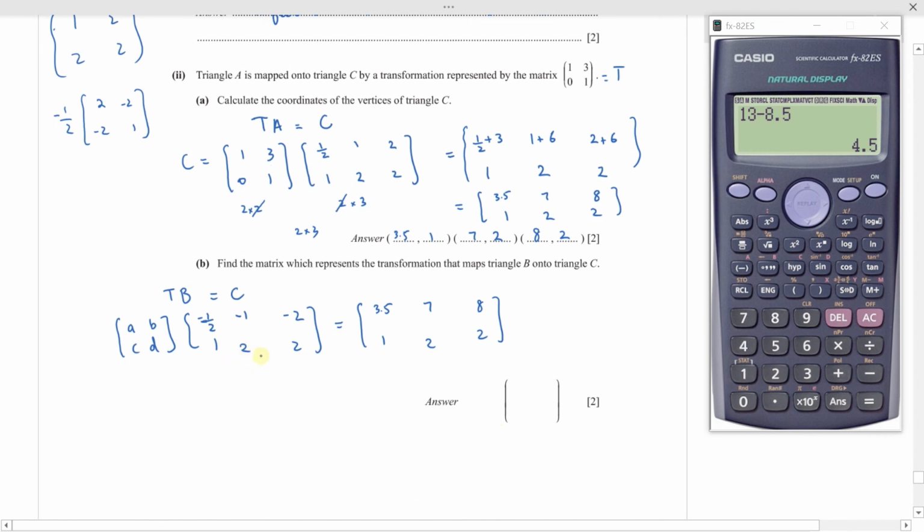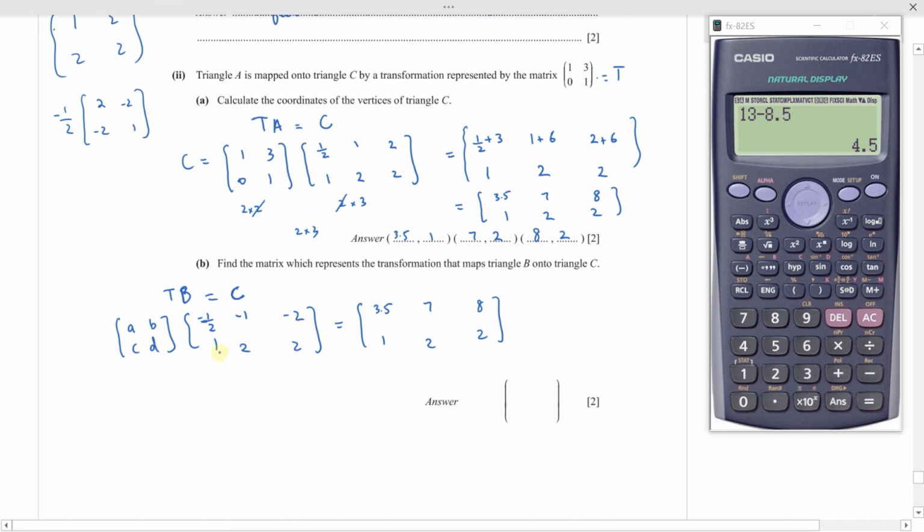Now, since this is a rectangular matrix, I cannot find its inverse. If I were able to find the inverse of B, I could multiply by B inverse on both sides, so these would cancel out, and I would get T equals C times B inverse. Since this is a rectangular matrix, I cannot do this directly. There are a couple of methods to solve this question. The first is matrix algebra, and the other is using simultaneous equations. So I'll use the matrix method first.